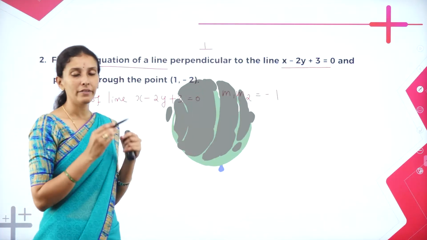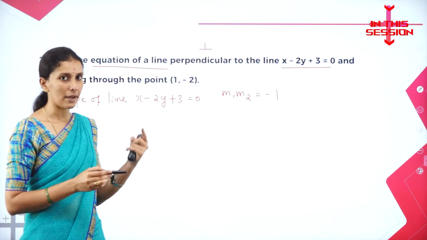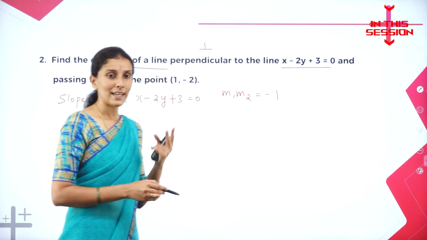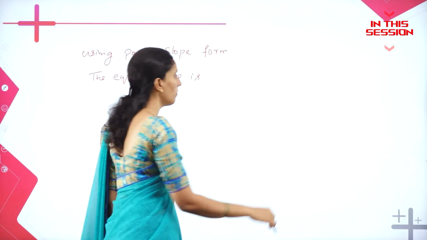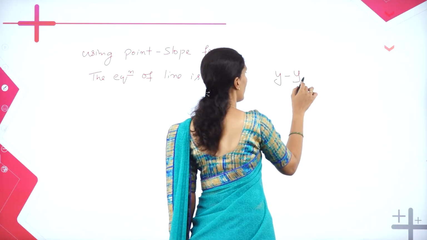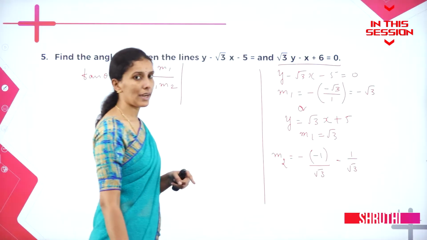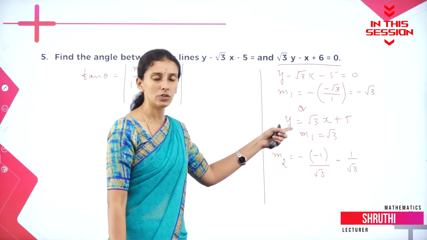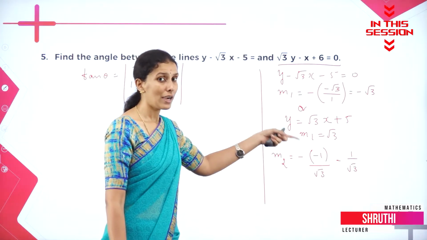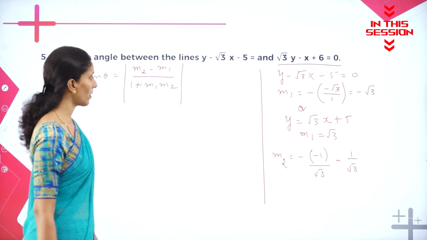The equation of line which I have to find, I'll take the slope as m1. This I'll take the slope as m2. What is point slope form? That is y minus y1 is equal to m into x minus x1. This is the second slope. Or again you can convert this into y is equal to mx plus c form, and you can find m2 is equal to minus 1 by root 3.